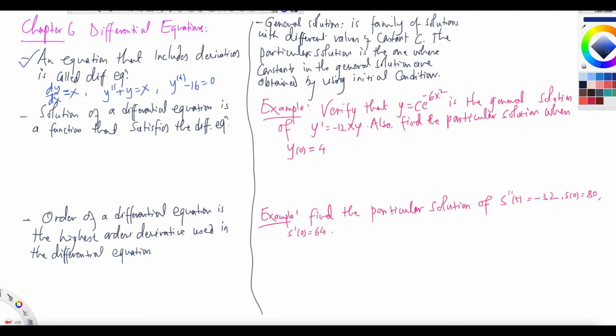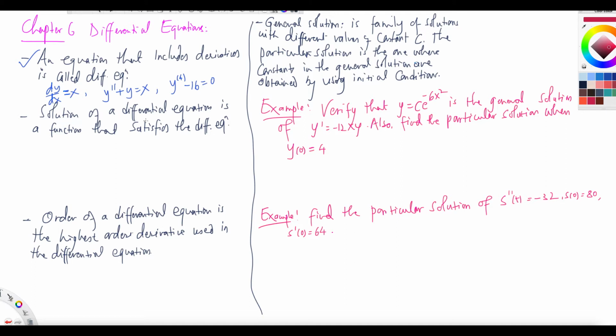So what is the highest derivative used in the first equation? The highest derivative is the first order derivative, right? So this is called a first order differential equation. In the second differential equation, the highest derivative is y double prime, so it is a second order differential equation. And here it is a fourth order differential equation. So this is how we define the order of a differential equation.